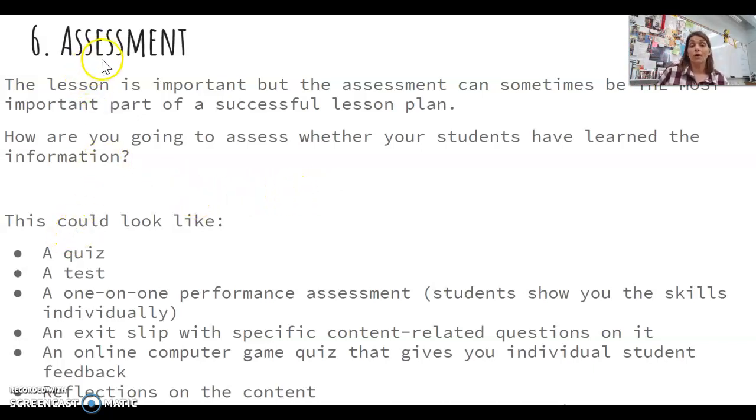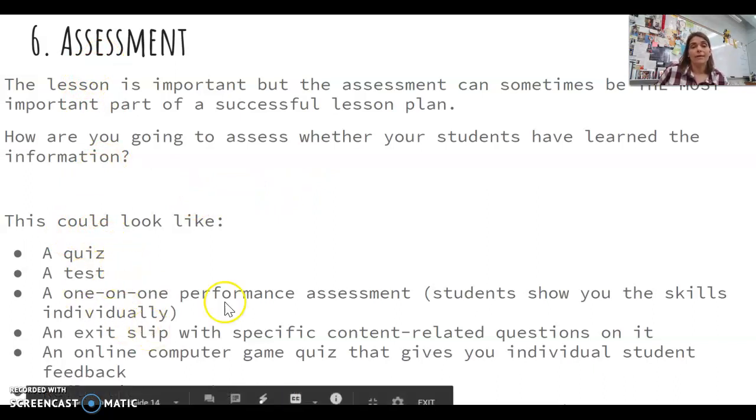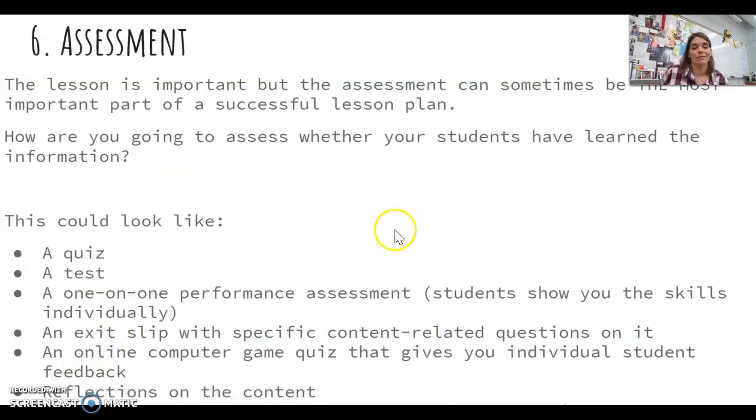The assessment, though, doesn't have to be a quiz and a test. It can be lots of different ways that students show you that they learned it. So here's a nice little list, but if you even Googled unique ways to assess work in class, you'll get tons of ideas.